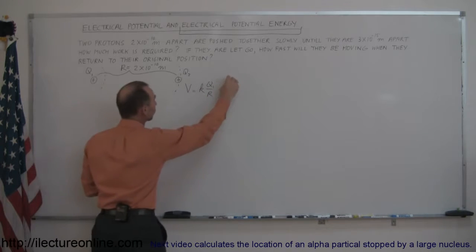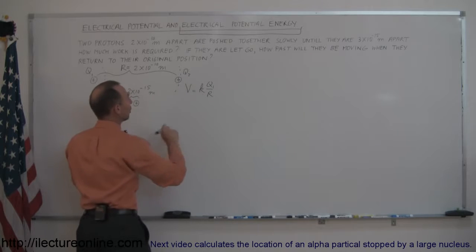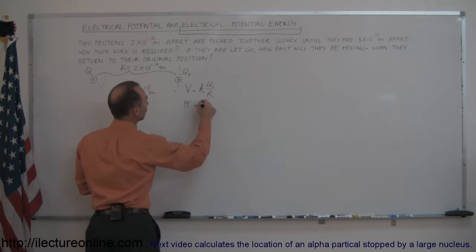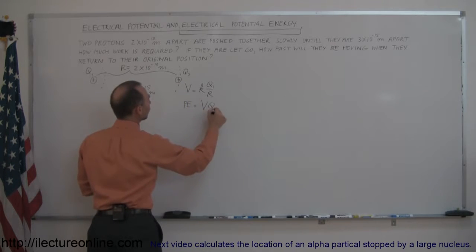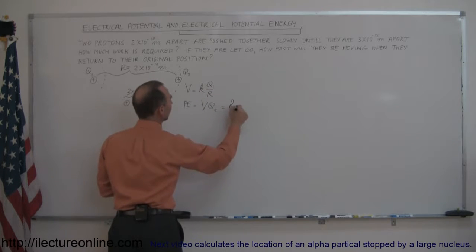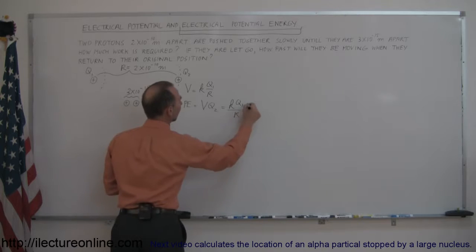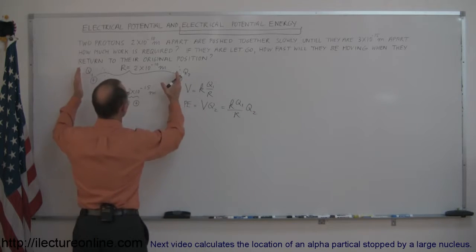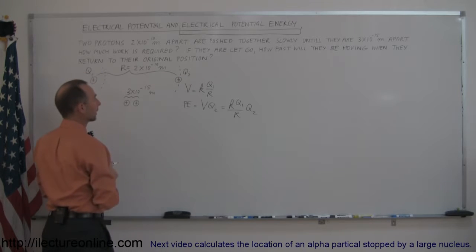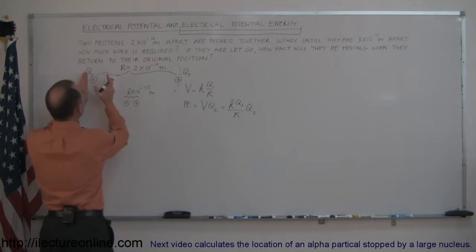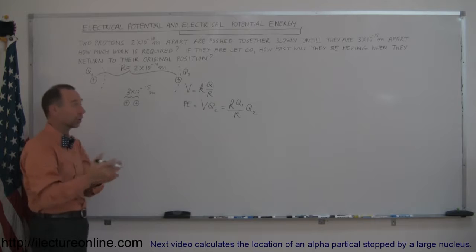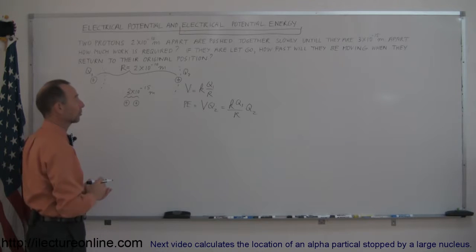If we now move another charge there, like Q2, we then know what the potential energy is. The potential energy is equal to the potential at that location times Q2, so it's equal to K Q1 over R times Q2. So that's the potential energy the system has when those two charges are that far apart. And then we can ask, what would be the potential energy when the charges are much closer, like they are here? When we take the difference, that would be the work done to get the two protons that close together.